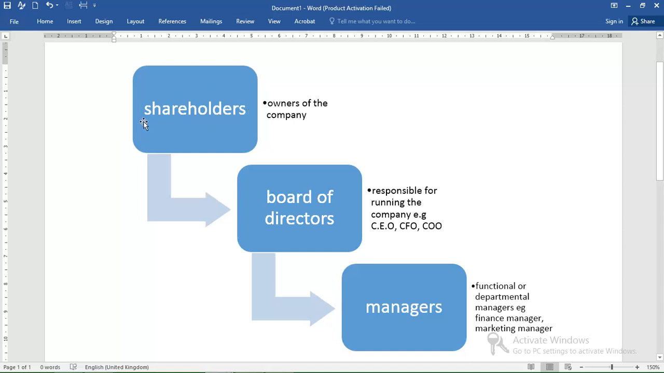Once you buy a share in a company, you become an owner of the company. You are called a shareholder, right? So what happens is that when a company is being formed, they have shares. Shares mean ownership of a company, part ownership of a company, right?